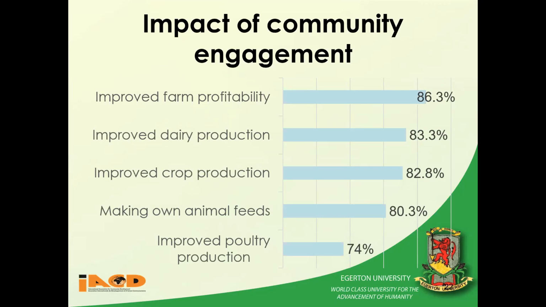So we are talking about improved farm profitability, improved dairy production, improved crop production, making their own animal feeds. We realized that instead of buying the expensive animal feeds, they were able to make their own animal feeds, and that made their farm activities more profitable. And there are those that also talked about improved poultry production.